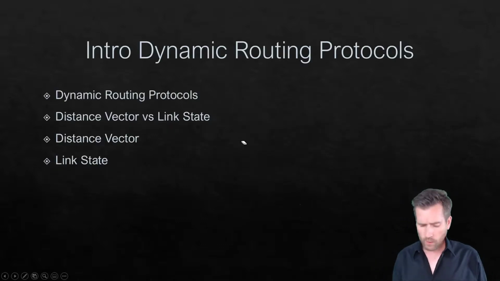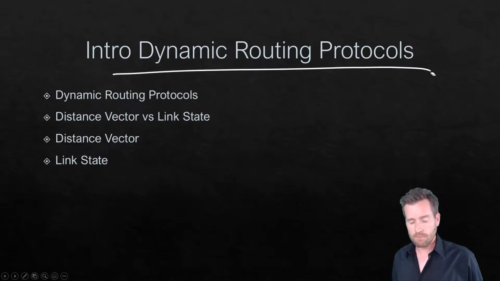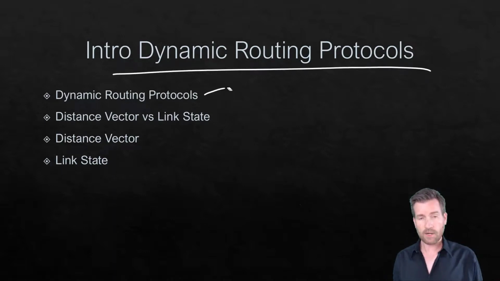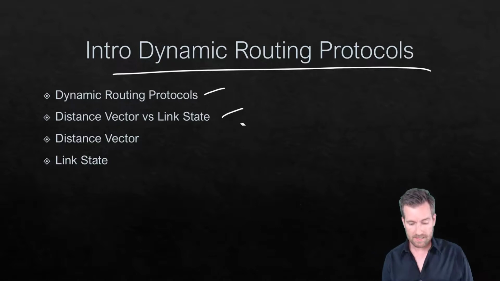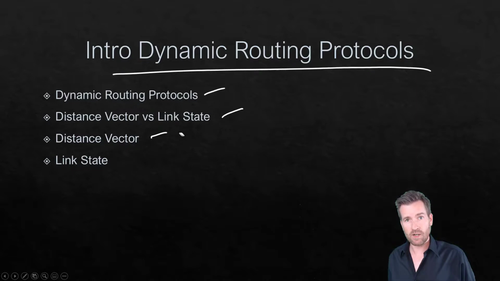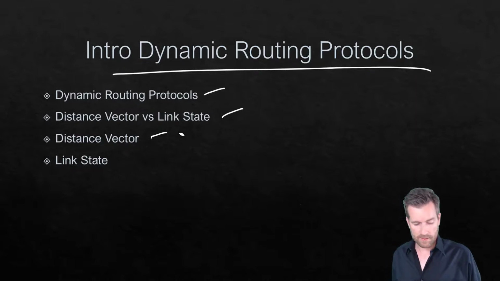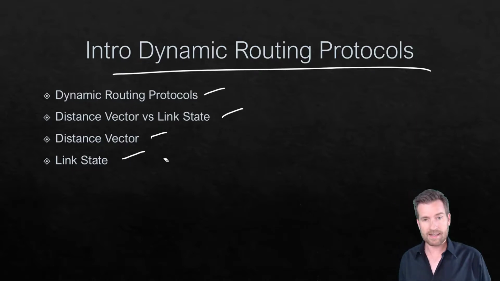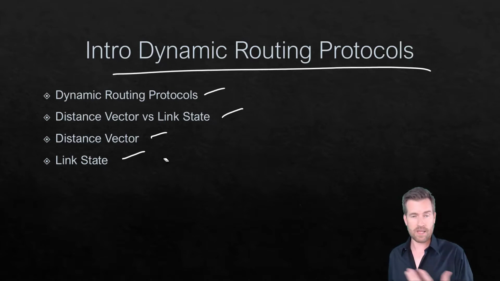All right, real quick summary about intro to dynamic routing protocols. We talked about dynamic routing protocols and specifically around distance vector and link state. I gave some examples of distance vector and explained briefly what distance vector is versus what link state is, and how link state just transfers updates around rather than the full routing table.